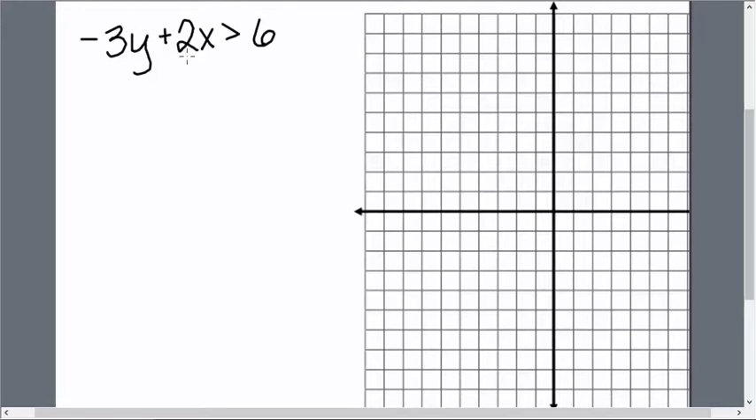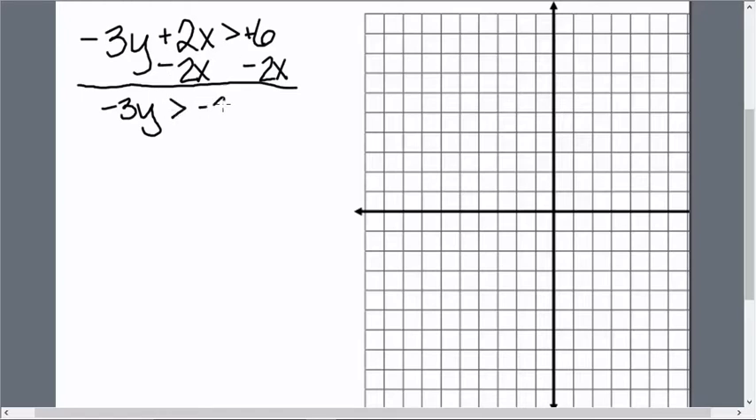So I need to get this 2x to the other side. So I'm going to minus 2x, minus 2x. Use my little trick of sneaking a plus sign in there. So I have negative 3y. I haven't done anything worth changing this sign yet. This is minus, not a negative. So it is greater than negative 2x plus 6.